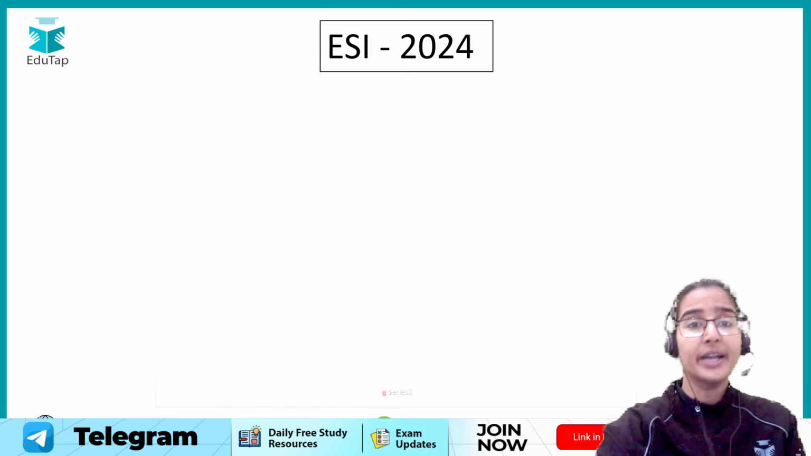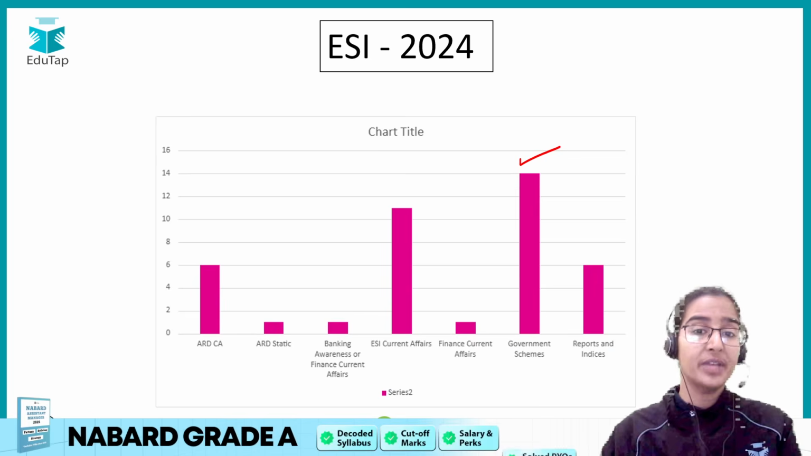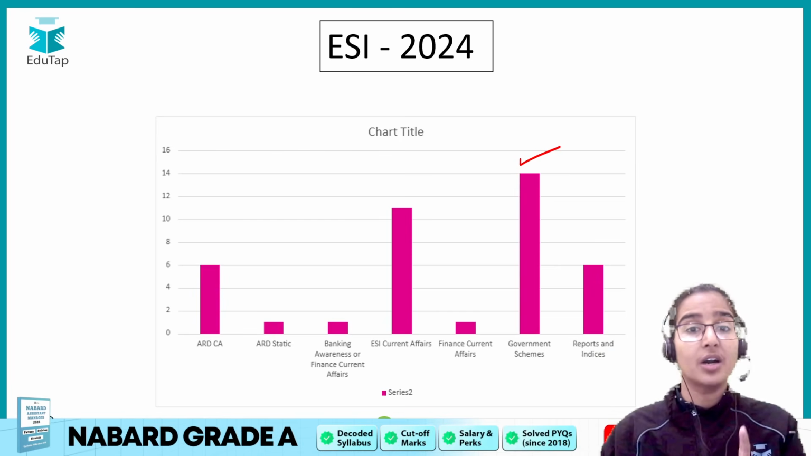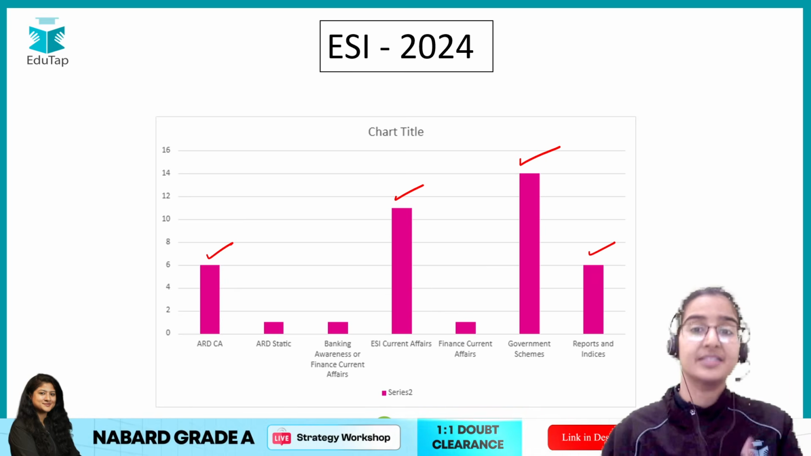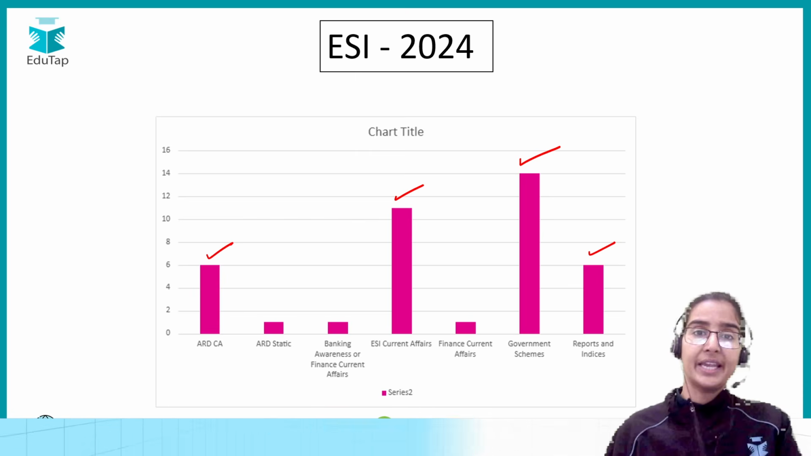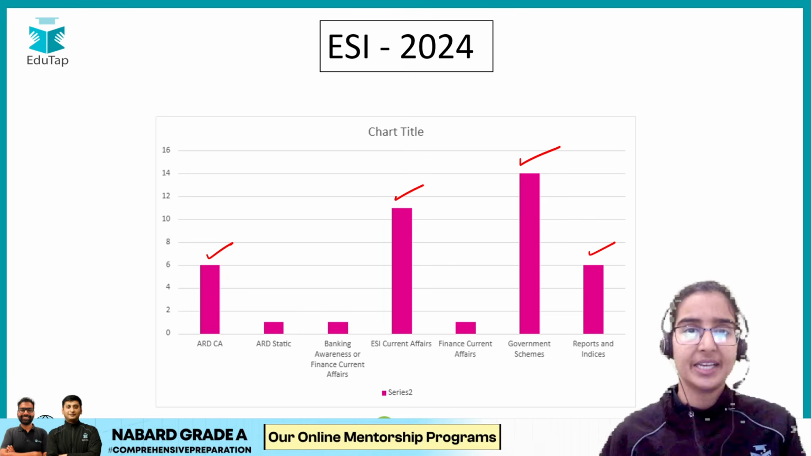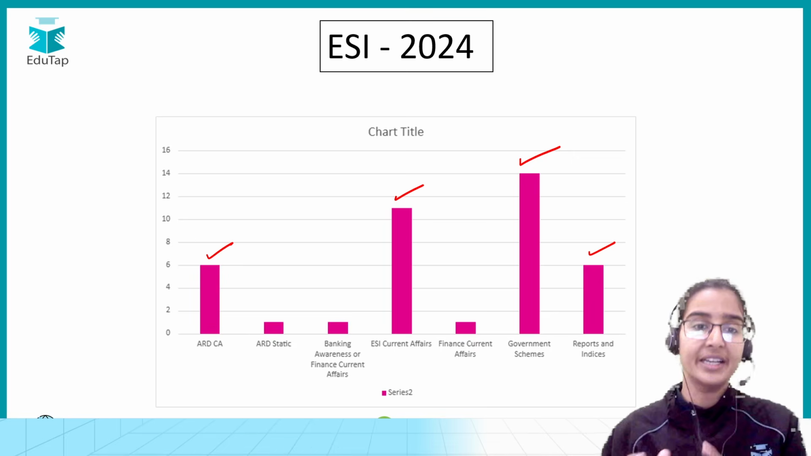Similarly, if you have a look at the 2024 paper, again here 14 questions were from the government schemes, right? Around 11 questions were from ESI current affairs, 6 questions were from ARD current affairs, and reports and indices. So again, these 4 areas become the most important areas as far as the ESI current affairs are concerned. Now let us discuss these 3 areas in great detail.